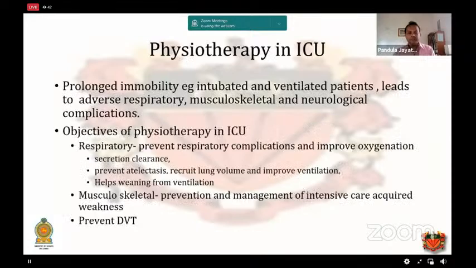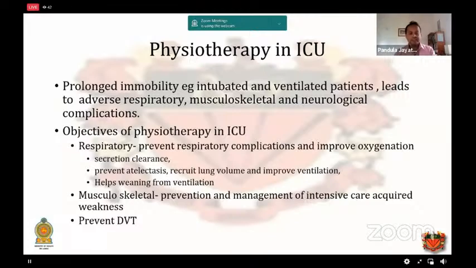Physiotherapy is very important in all ICU patients because these patients are immobile, intubated, and on a ventilator, and they can develop adverse respiratory and musculoskeletal complications. So the objective of physiotherapy in intensive care is to prevent respiratory complications. What are the complications? These patients are immobile, even intubated, and they have a problem clearing secretions. They don't have normal breathing, and a normal cough won't be there.